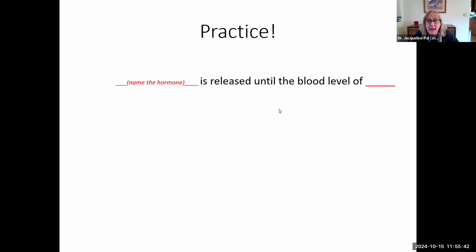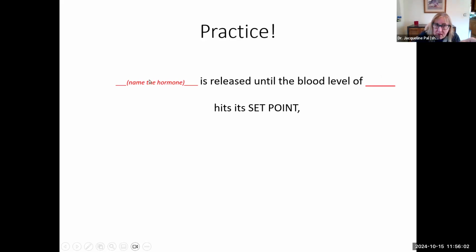So here's how you would do that. You're going to put the hormone in the first blank. It's going to be released until the blood level of what? What are you monitoring the blood level of? Put that in the second blank. And you're going to monitor that blood level until it reaches the set point.